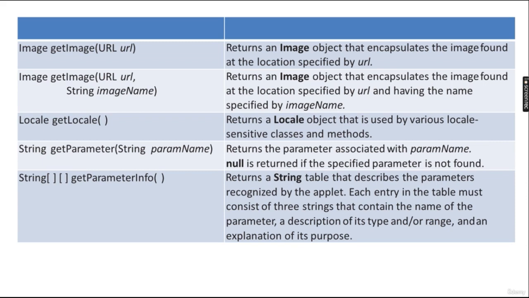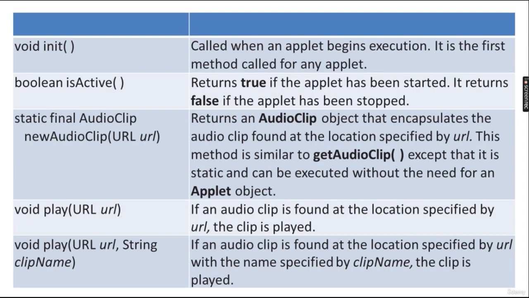String[][] getParameterInfo returns a string table that describes the parameters recognized by the applet. So what is the parameter info? It is a string table that describes the parameters. Each entry must consist of three strings that contain the name of the parameter, a description of its type and/or range, and an explanation of its purpose.